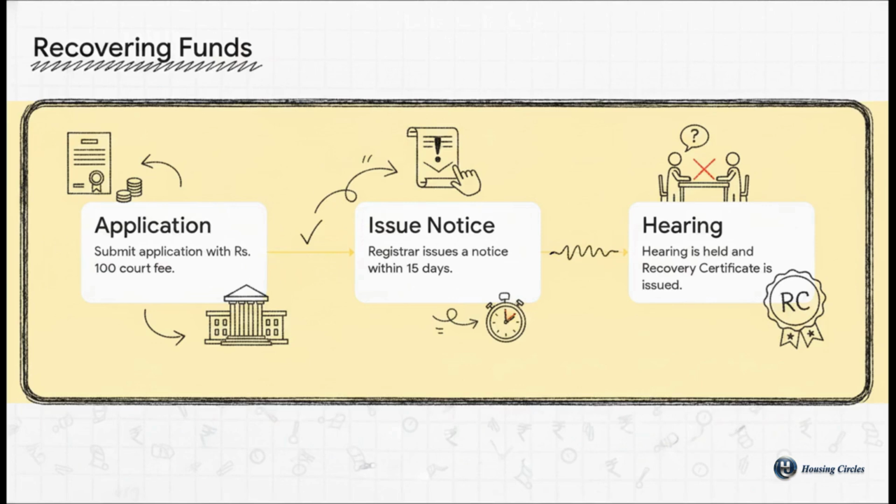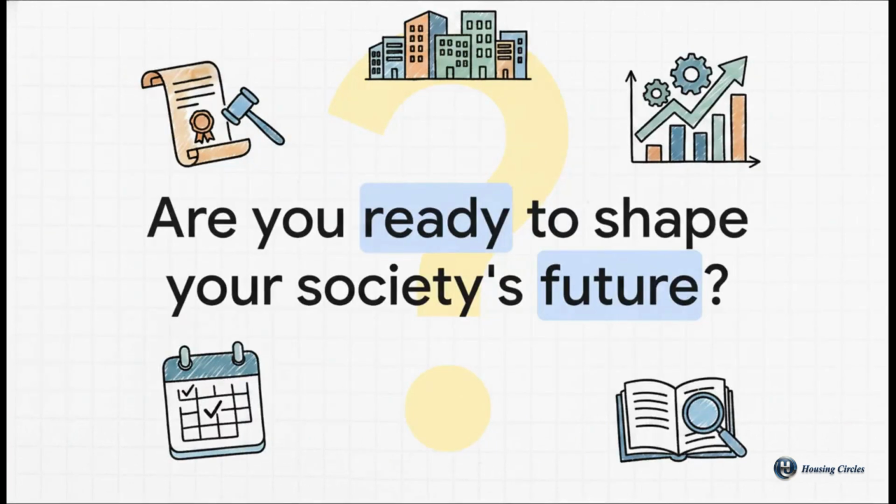Step 3. A hearing is held. If the defaulter doesn't show up or simply can't prove they paid, the registrar issues a formal recovery certificate, and that piece of paper grants the society the full legal power to recover exactly what it's owed. And that brings us to the end of our analysis.